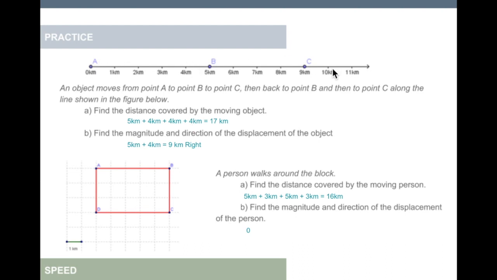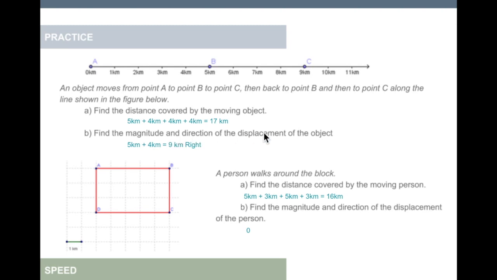Sometimes it helps to draw it out and draw each of your segments. So I would draw this segment would be 5, and then I would draw another line 4, another line on top of that one 4, and then another one 4, and then I would add up all of those. So 5 plus 4 plus 4 plus 4 is 17 kilometers. That's its total distance.